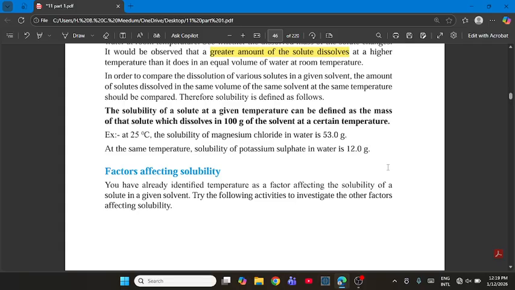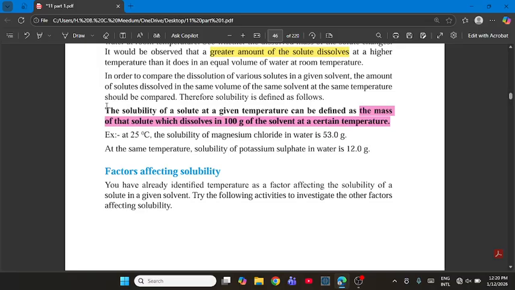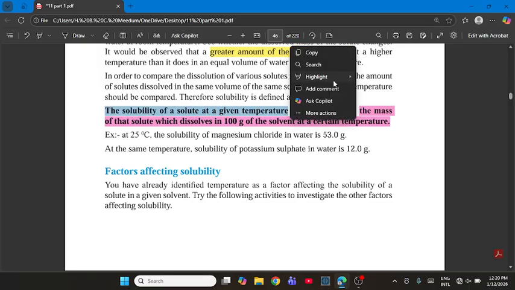So we ended up with this definition. The solubility of a solute at a given temperature can be defined as the mass of that solute which dissolves in 100 grams of the solvent at a certain temperature. This is the definition of the solubility of a solute at a given temperature.